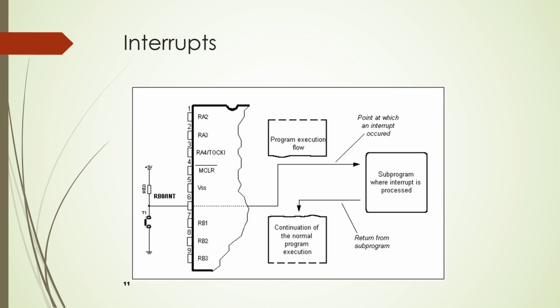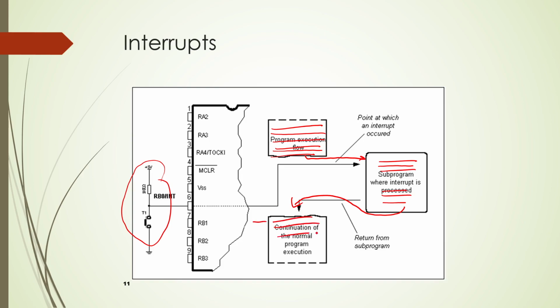Okay, this is another way of showing it. This is the program execution flow line by line, and then suddenly there is an interrupt. What happens is, when the external interrupt, for example in this case a push button, occurs, it stops the current program. It will go to the subprogram where the interrupt code is listed, process that, and after that return from interrupt, coming back to where the program stopped. So the program will continue from there.